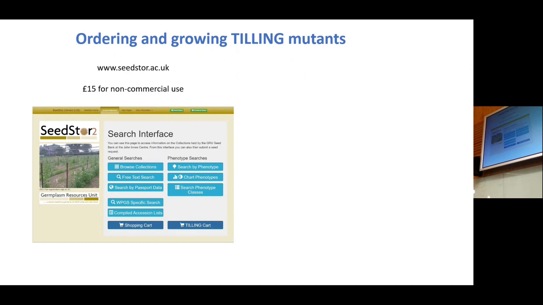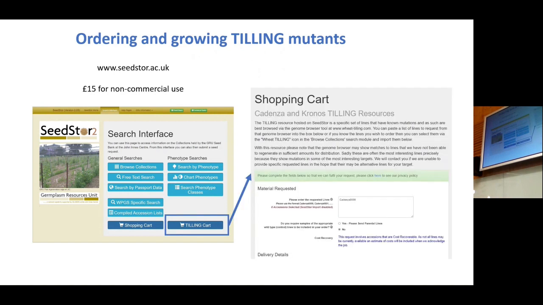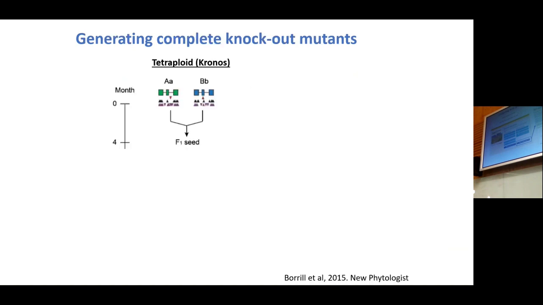They have a specific TILLING cart where you can directly go to ordering your TILLING line. So in this case, you just need to put Cadenza 113 in that search and go ahead and order the seeds. For research purposes, they charge a nominal £15 per line. And then there are other agreements available for commercial purposes.